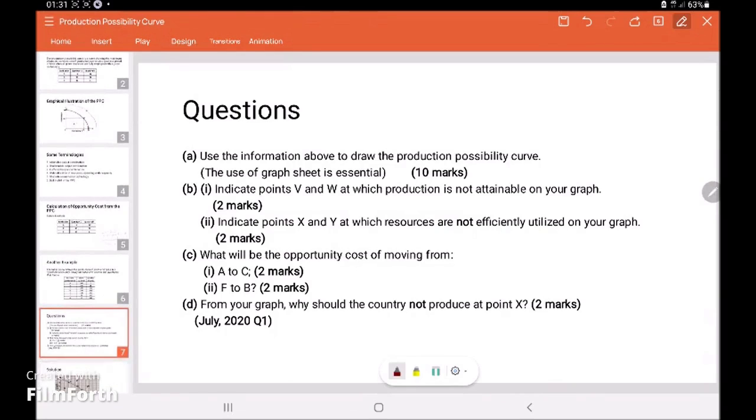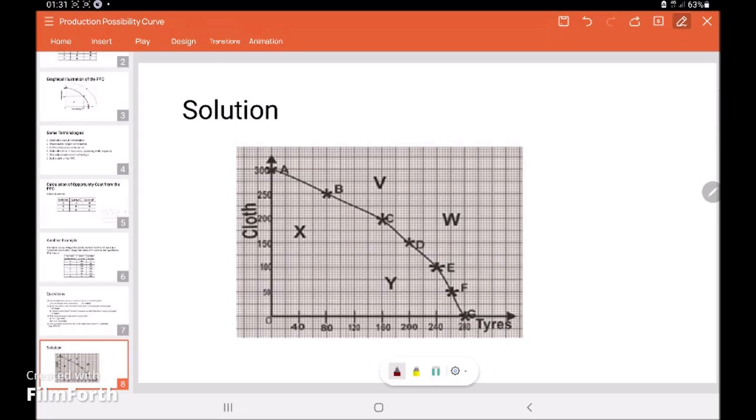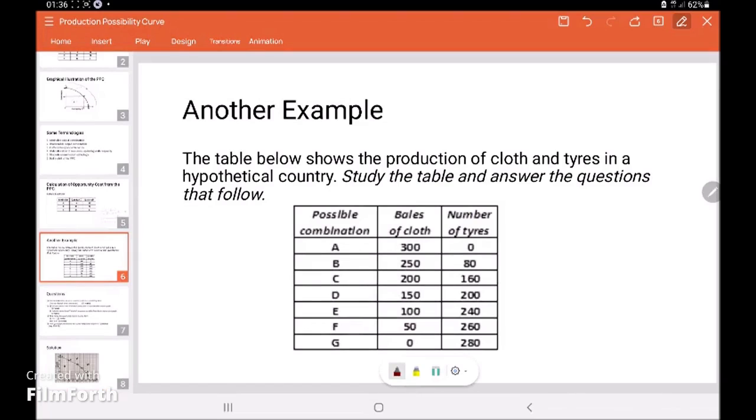We have our graph here like that. So this is the graph. I'll just go through with you, and then you see how to plot it. Here you have values, and so it's a graphical axis. You place bales of cloth on the vertical axis, and the highest number there is what? 300. So make sure you give a scale that will be able to accommodate the highest figure.